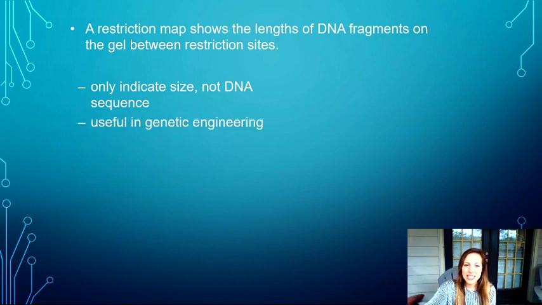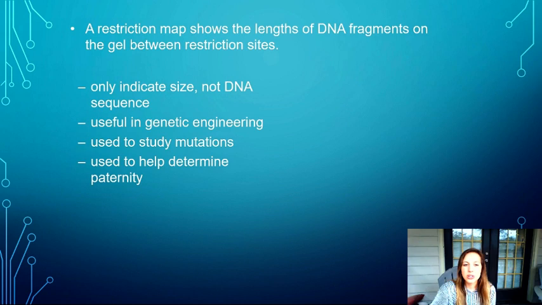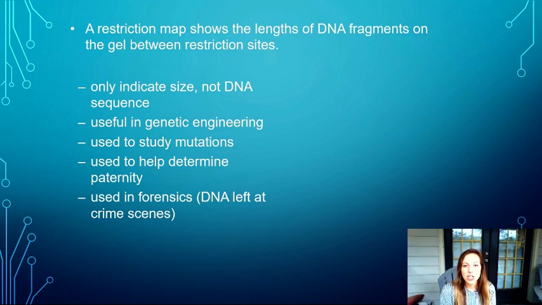Not the sequence. It's useful in genetic engineering, used to study mutations, used to help determine paternity, which means who's the father, and then used in forensics. So if I had two suspects and I had DNA from a crime scene and I cut all of those DNAs with the same restriction enzyme, and I did gel electrophoresis, the bands would be pulled the same if the suspect matched the crime scene DNA. I kind of said that really weird, so I hope that made sense.